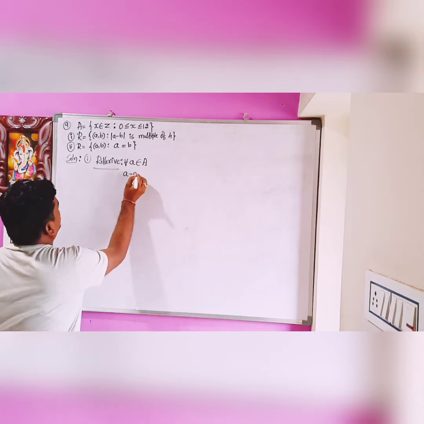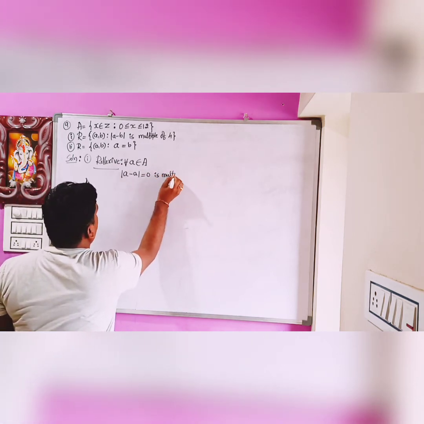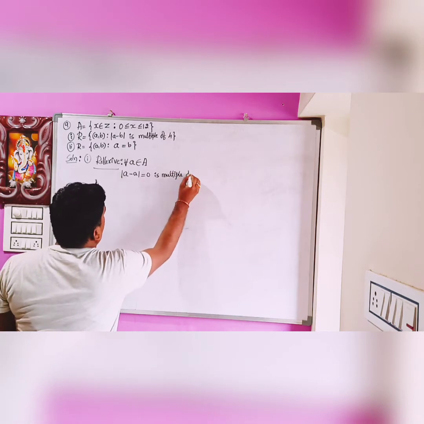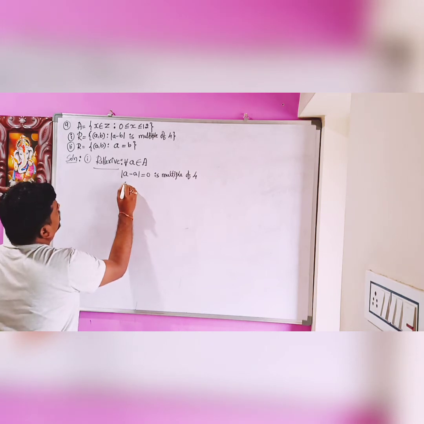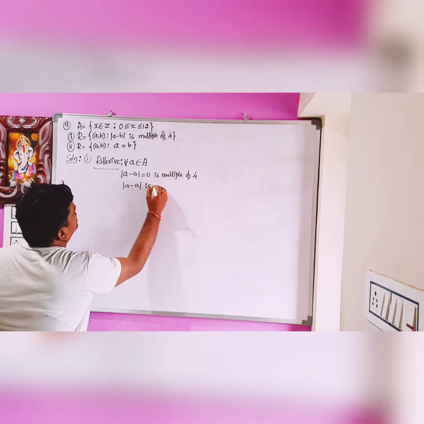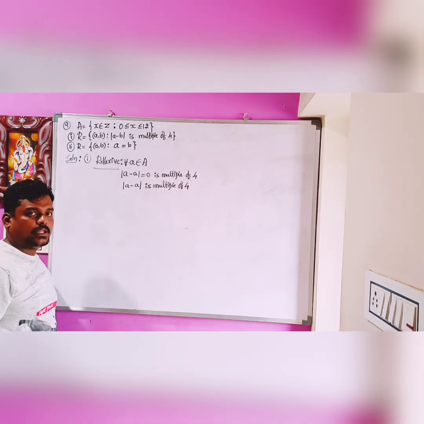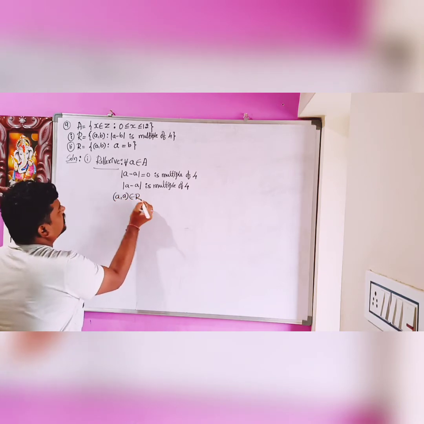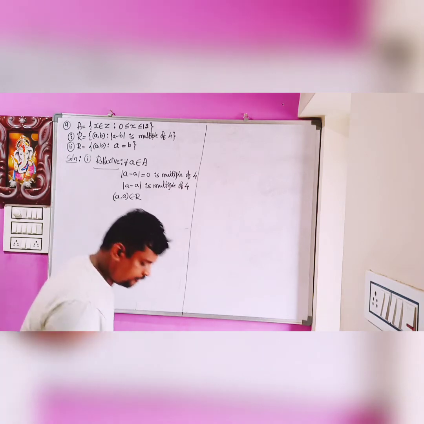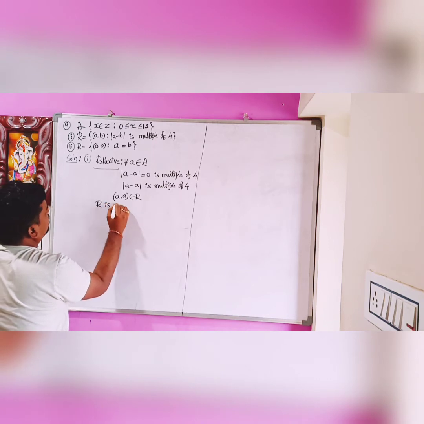What is a minus a? It is 0. 0 is a multiple of 4. It is a multiple of any number. So we can say mod(a minus a) is a multiple of 4. If mod(a minus a) is a multiple of 4, we can say (a, a) belongs to R. Therefore R is a reflexive relation.